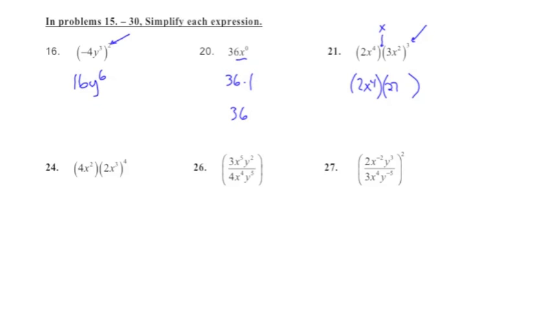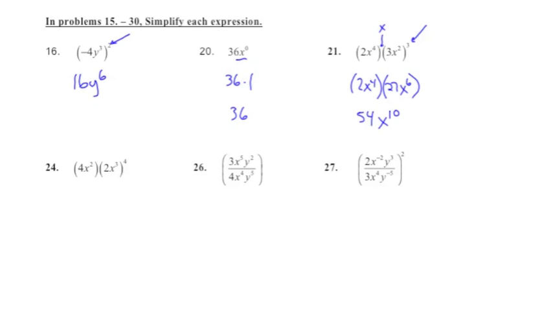So I'm going to multiply those exponents. So that's going to give me x to the 6th. Okay, now I'm going to go through and multiply my coefficients. 2 times 27 is 54. And then x to the 4th times x to the 6th is x to the 10th. This is the product rule.